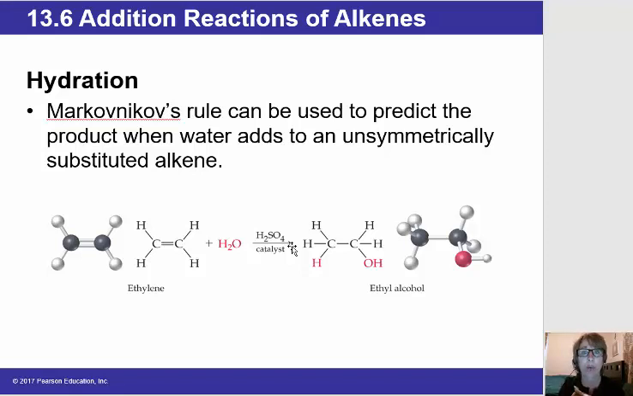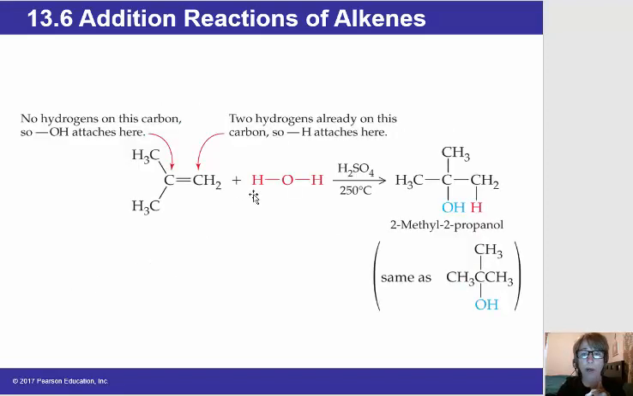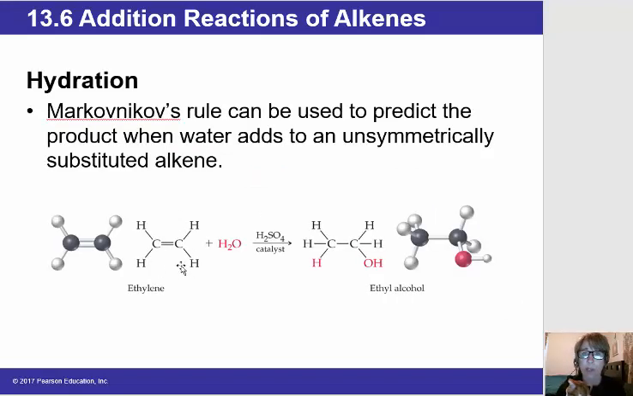Alright, so let's look at how water is going to add across that double bond. So we are going to look at water as being HOH, and what's going to add is this hydrogen as well as this OH group. So this would be our X and OH would be our Y. So when we add water across a double bond, we're going to get an alcohol.